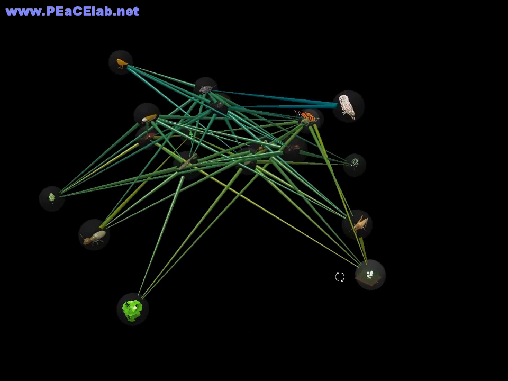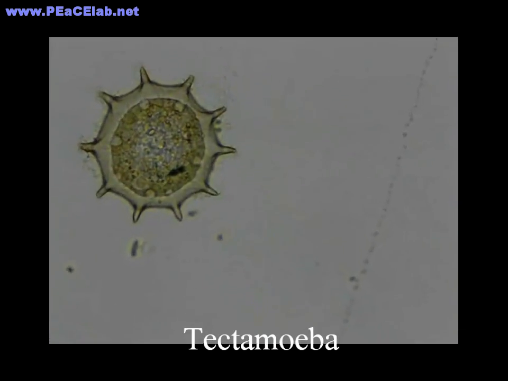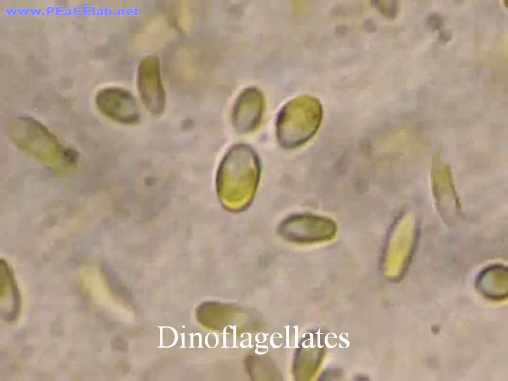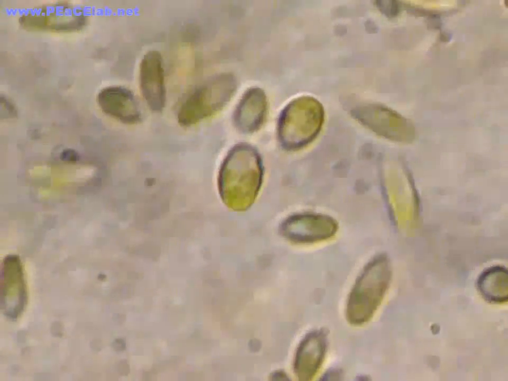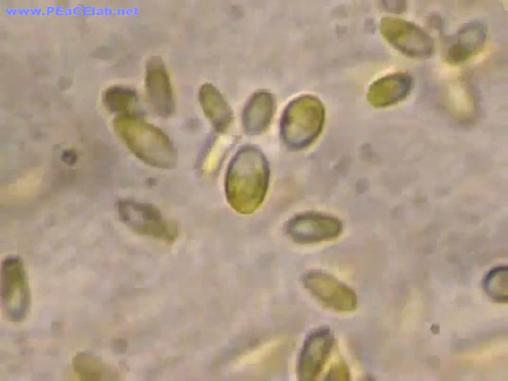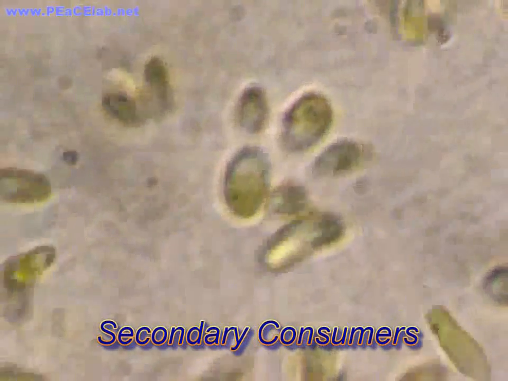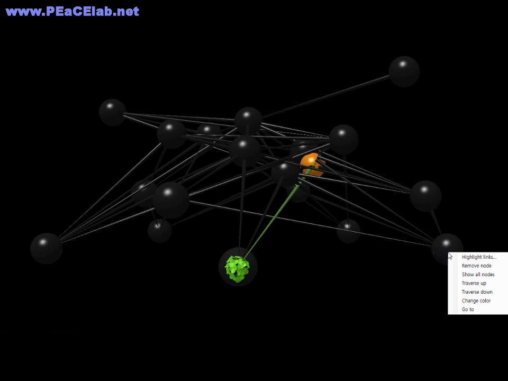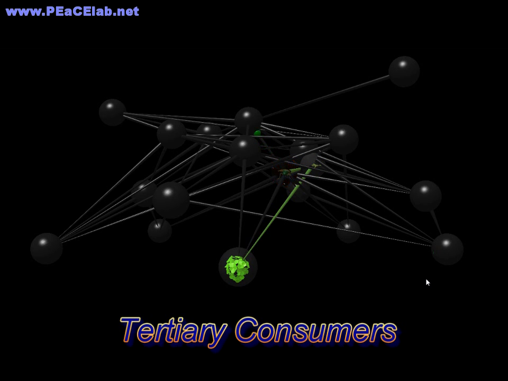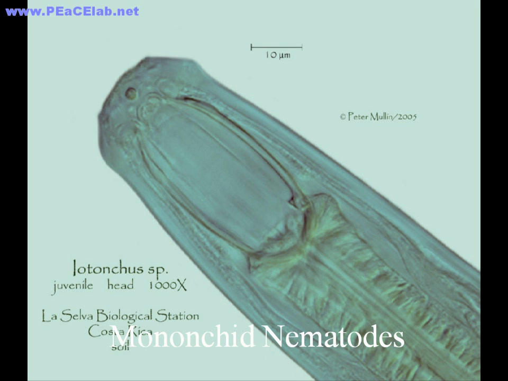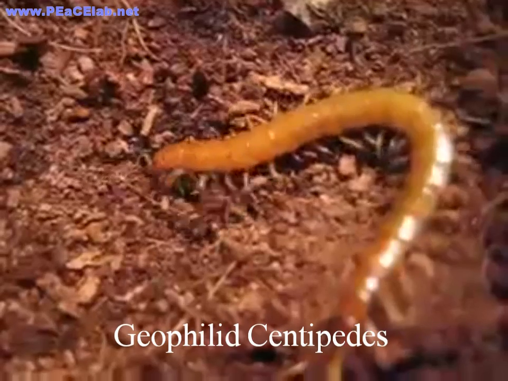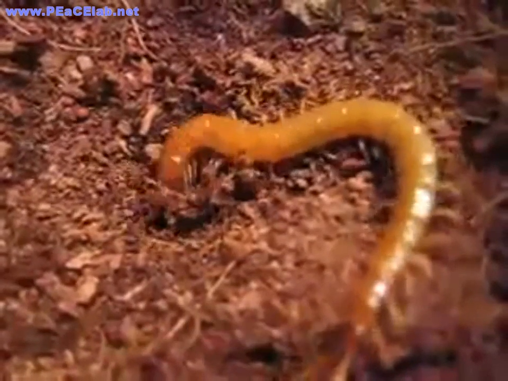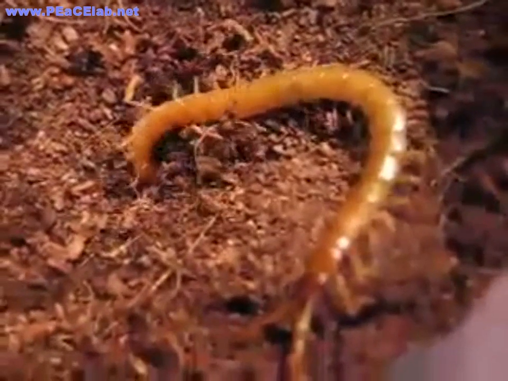Let's stay in the soil but go a bit higher in the food web, to underground predators such as techamoeba and dinoflagellates. They eat underground herbivores. Whereas herbivores are called primary consumers because they eat primary producers, predators of herbivores are called secondary consumers because they eat primary consumers. But we're not at the top of the food web yet. Meet the tertiary consumers. They are predators of those predators of herbivores, including mononchid nematodes and geophyllid centipedes. You may have met those centipedes previously in your walks in the forest.